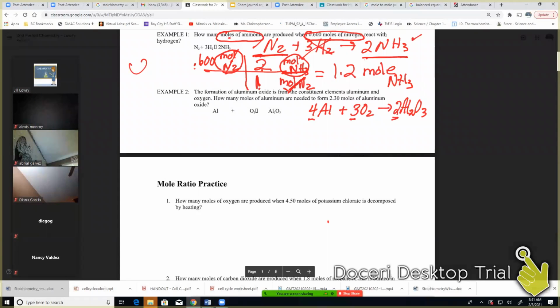All right. So it says the formation of aluminum oxide is from its constituent elements, aluminum and oxygen. A bunch of stuff that people put in word problems to confuse you. That doesn't have anything to do with the actual math on this. How many moles of aluminum, so that's my unknown, are needed to form 2.3 moles of aluminum oxide? So that's my given. So in this case, I'm interested in aluminum oxide. I'm not worried about my oxygen.